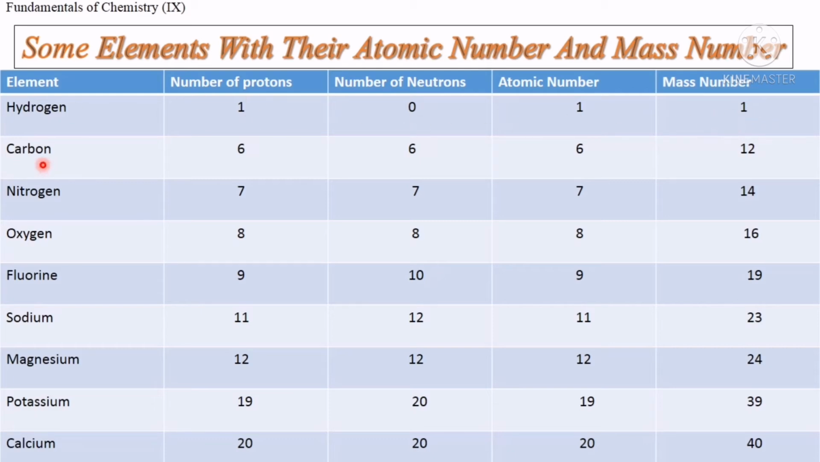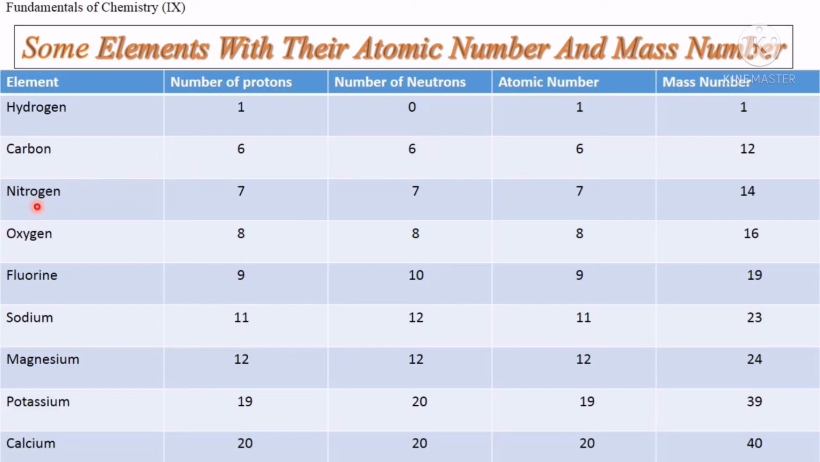So carbon has 6 protons and 6 neutrons. So its atomic number, which is also equal to the number of protons, is 6. The mass number is the sum of the number of protons and the number of neutrons. Here 6 plus 6 is equal to 12.